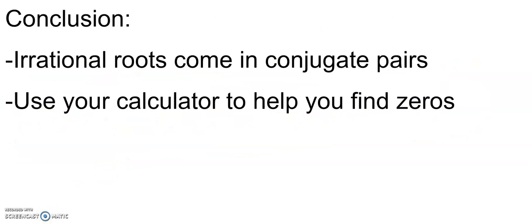All right, so to wrap it up, irrational roots come in conjugate pairs. That's important for us to understand, that we always know those are going to come in pairs. And specifically, again, we're talking about square roots. Use your calculator to help you find zeros. We're going to see that a little bit more in our next video.